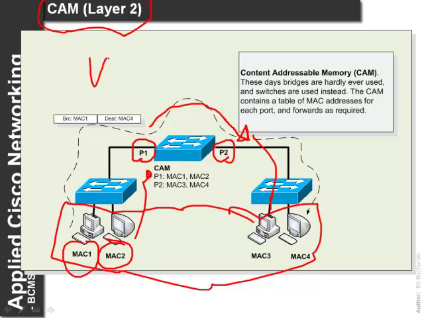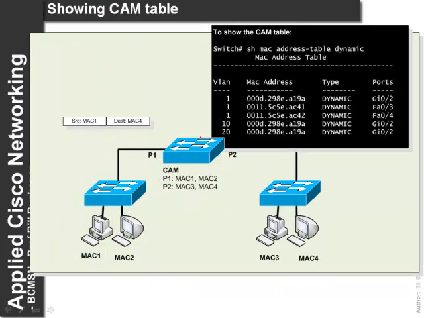This only occurs within the same VLAN. If the nodes are not in the same VLAN, then the switch will not forward them over. To show the CAM table, we have show MAC address table, and then we can look at dynamic, where dynamic means the addresses that the switch has actually learned. We can also define other nodes to be static, and these are configured inside the switch.